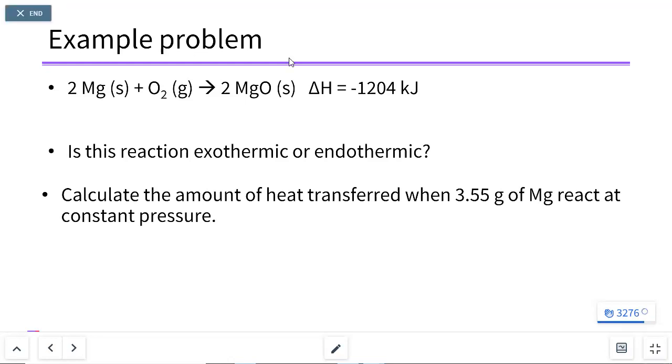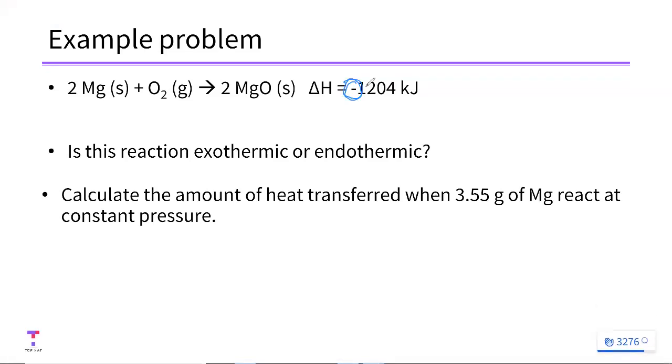So this answer comes down to sign. What does it mean when we have a negative energy? Which way is it going, in or out? It's going out. If energy exits, it's exothermic. So this is an exothermic process.